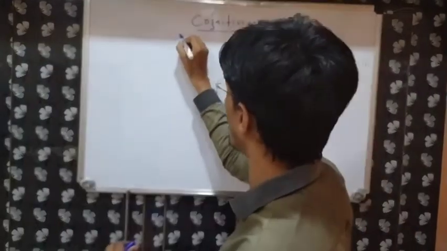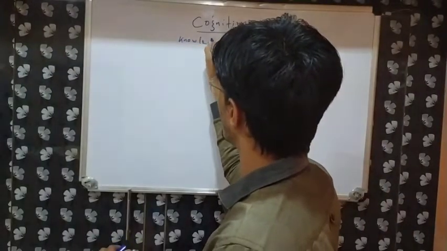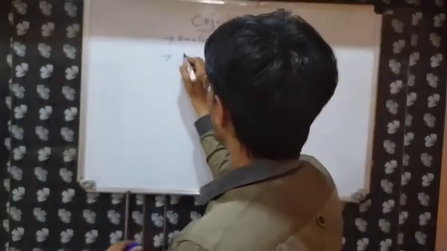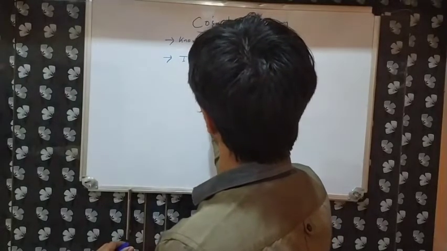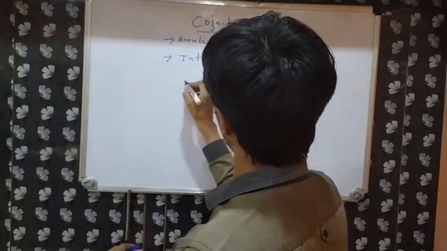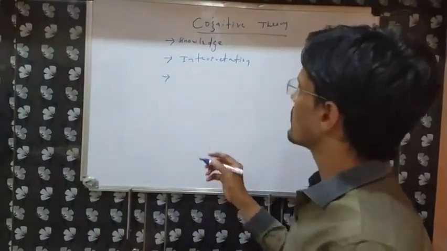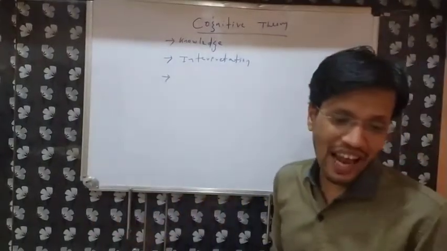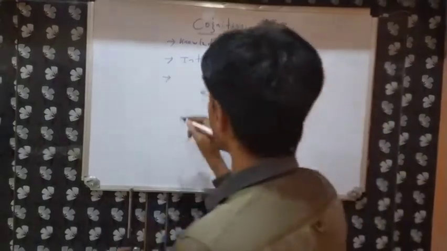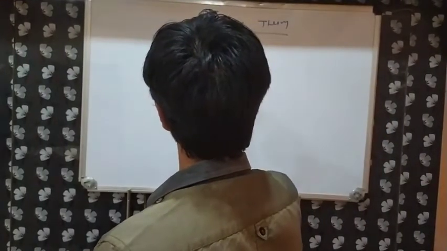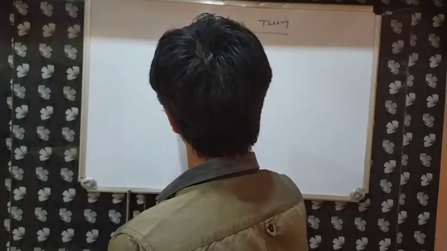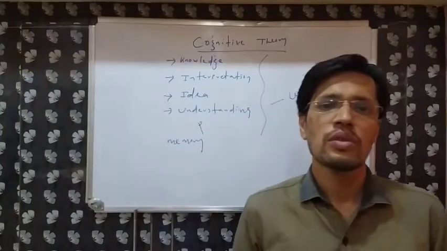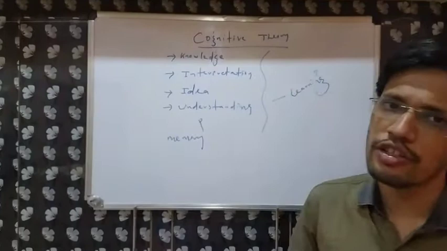First, it is based upon the knowledge that an individual has. Second is interpretation of knowledge. Third is the understanding, the idea about that task. Idea, understanding, and so this is the cognitive theory, the learning theory.